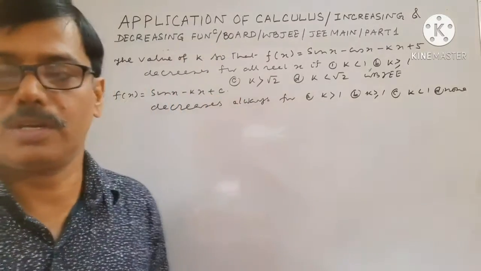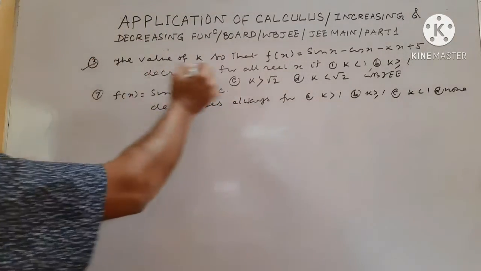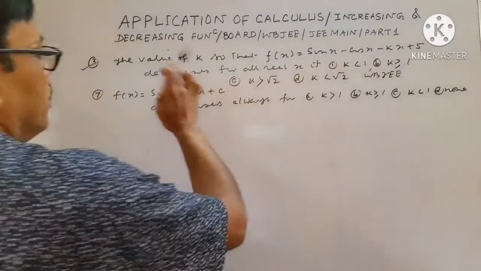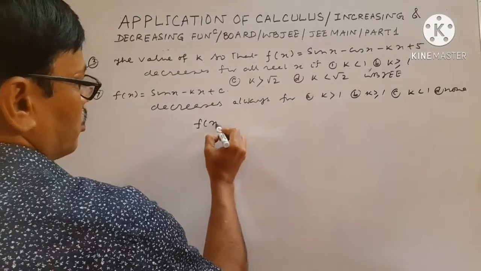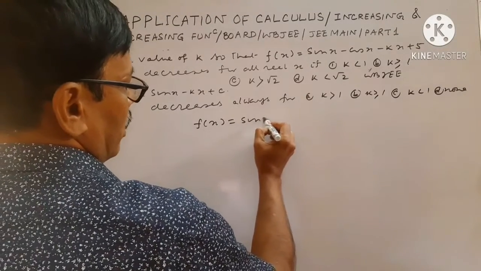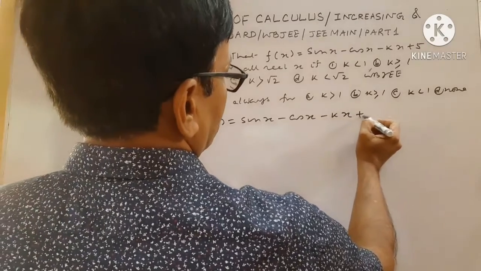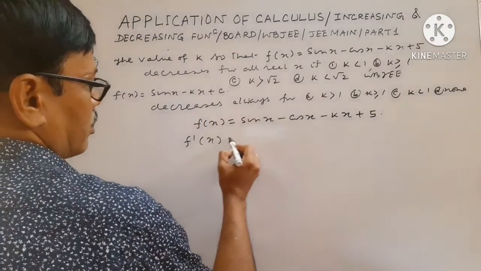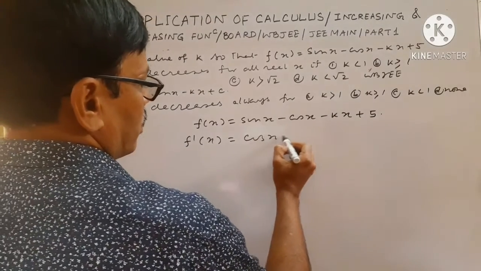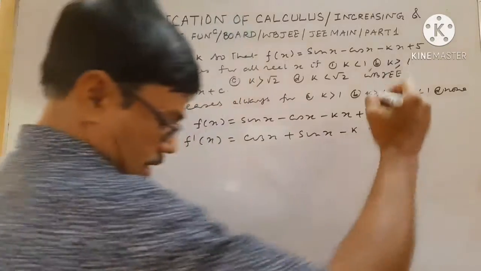Now we consider two similar problems. Find the value of k so that f(x) is decreasing. So f(x) equals sin x minus cos x minus kx plus 5. So f dash x equals cos x plus sin x minus k.